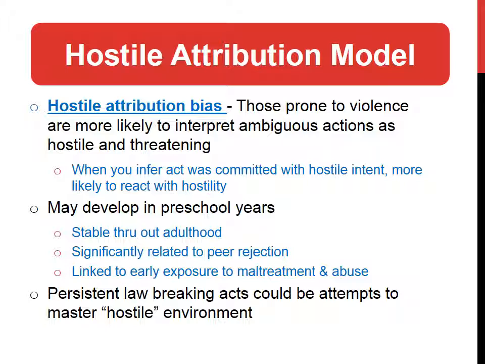The hostile attribution bias suggests that those who are prone to violence are also those who are more likely to interpret ambiguous actions as being more hostile and threatening. That is, what it is suggesting is that when someone infers that an act was committed with hostile intent, they are more likely to react to this act with hostility.